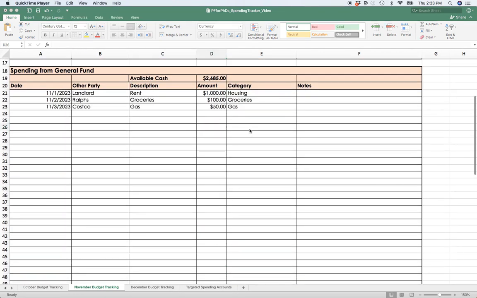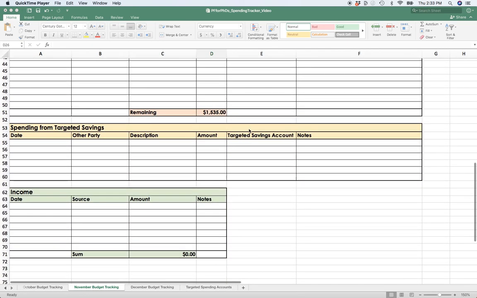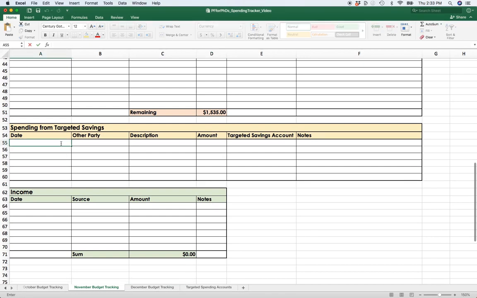Let's say in the course of this month, you had some spending that you wanted to do from one of those targeted savings accounts. That doesn't come out of your general fund spending section here. It comes down from this section, spending from targeted savings. So let's say later in the month, you bought a flight. You're going home for the holidays. And it costs you $500, and you're going to pull it from your travel targeted savings account.